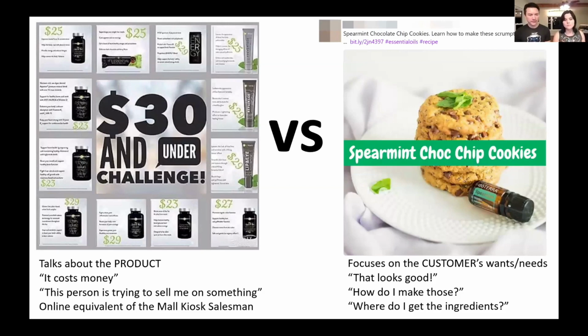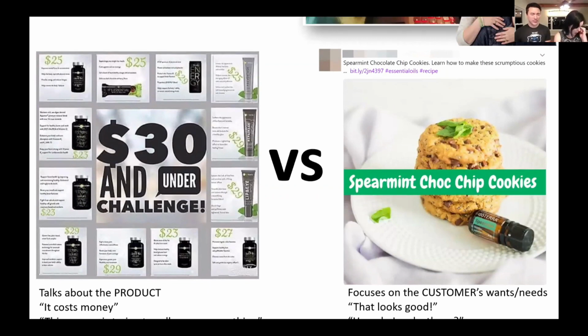Now compare that to the one on the right. Spearmint chocolate chip cookies. What do you think when you see this? Every time I see this picture, I want to eat those cookies. That looks good. How do I make those? Where do I get the ingredients? That's priming the pump. They're going to want to buy your product because they want to make these delicious looking cookies. You're leading with value. People want to eat those cookies. They don't want to spend $30. That's the big difference here.